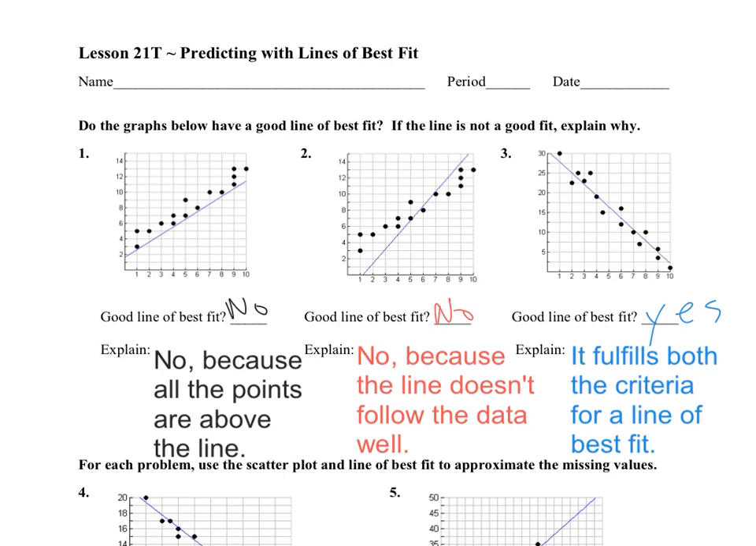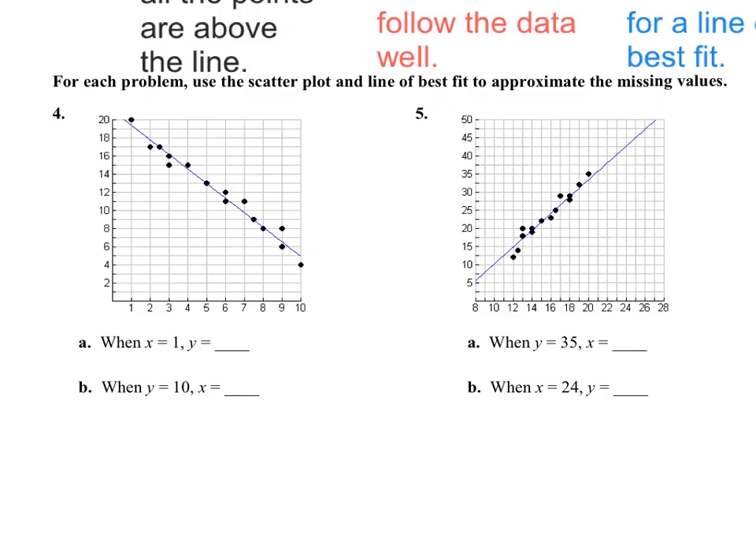Let's take a look at numbers 4 and 5. For number 4 and 5, it says for each problem, use the scatter plot and the line of best fit to approximate the missing values. So on number 4 and 5, there are already lines of best fit, so you have to figure that out.